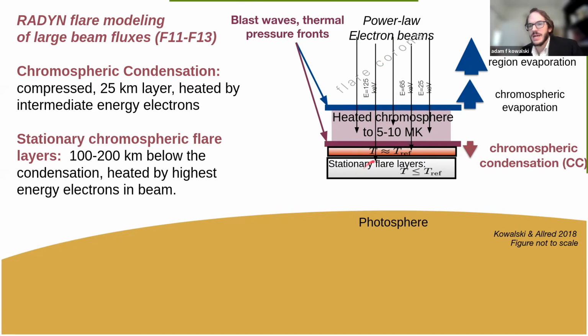And what we find is that the emission around the rest wavelength of the iron-2 line originates from the stationary flare layers and is able to escape. And the redshifted component is originating from the condensation. The evolution of the redshifted component is tied to the temperature and density evolution of this condensation.